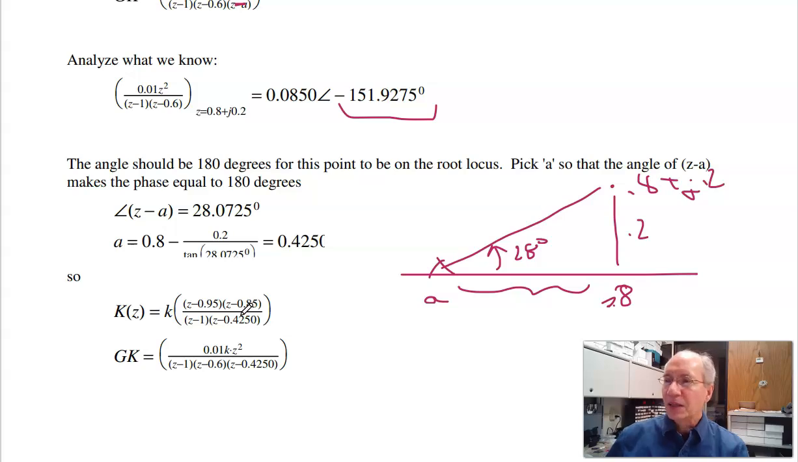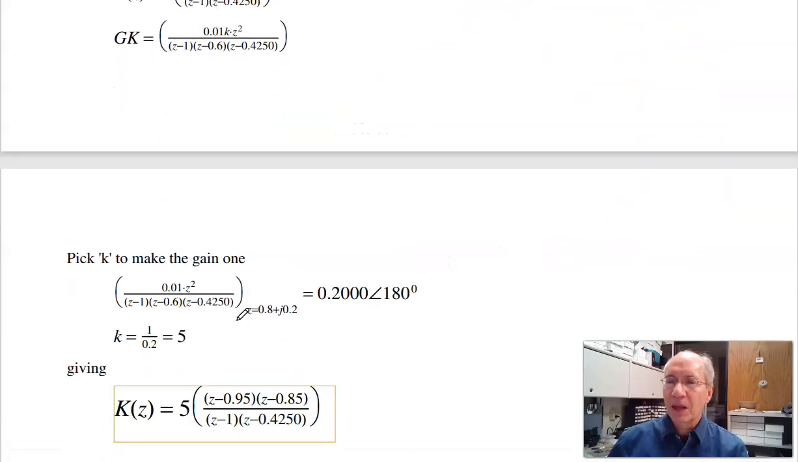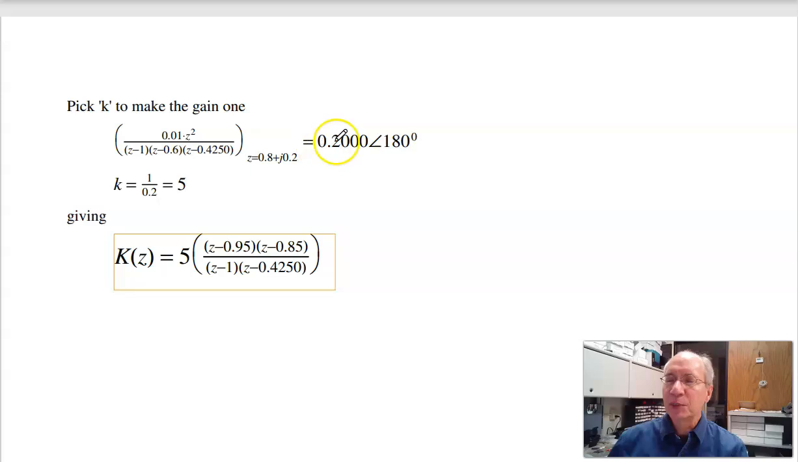To find K, at any point in the root locus, G times K is minus 1. So here's G times K. At my design point, the gain should be 1, minus 1. So here's the 180 degrees. That tells me this pole is correct. The gain's wrong. Pick K to make the gain 1, and K is 5. So there's K of Z.